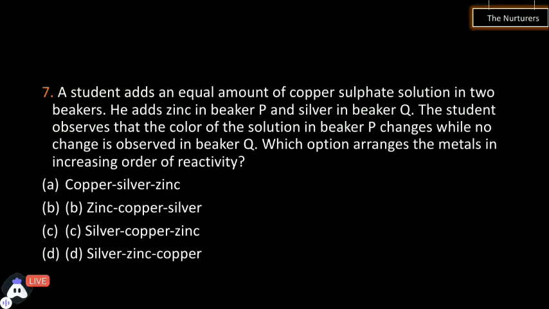I repeat again. The student observed that the color of the solution in the beaker P changes. जो color था B solution में change हो गया और beaker Q में कोई change observe नहीं हुआ. Now, which option arranges the metal in increasing order of reactivity? Now you have four options. Which is correctly indicating the increasing order of reactivity?